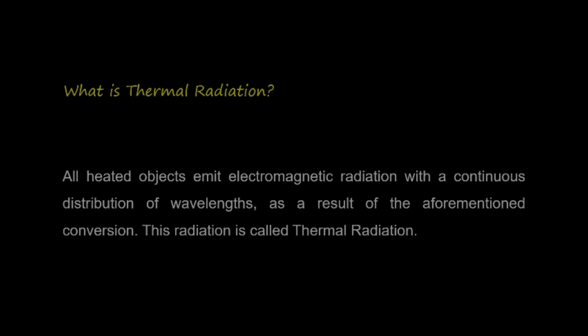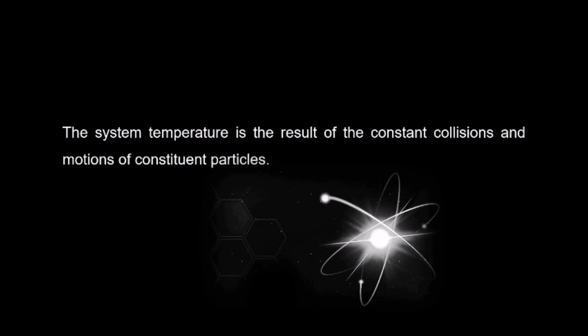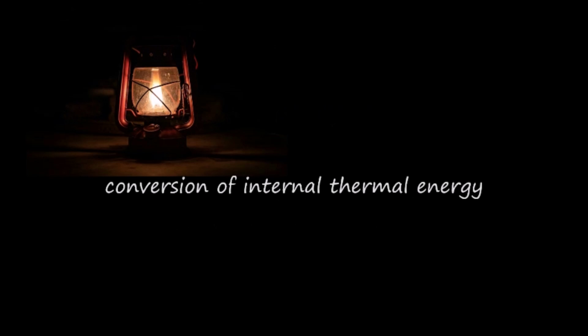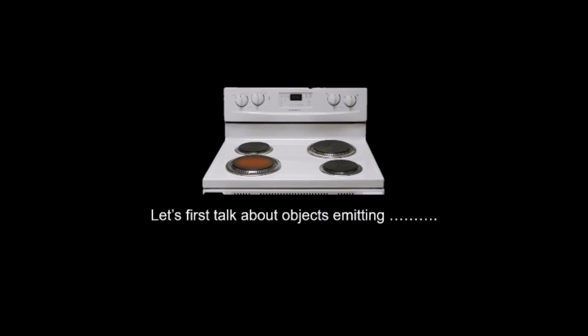So the system temperature is the result of the constant collisions and motions of constituent particles. Now, a swift glance through conversion of internal thermal energy. Let's first talk about objects emitting, and hence, thermal radiation.